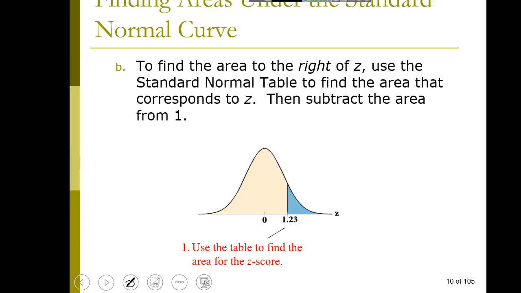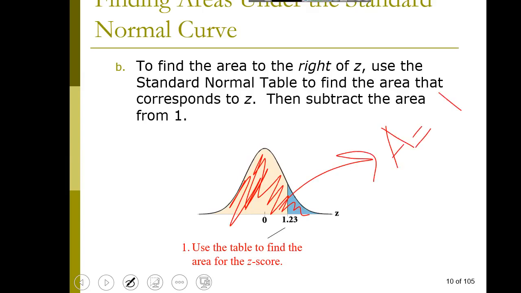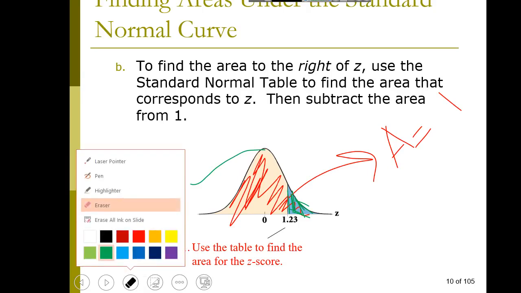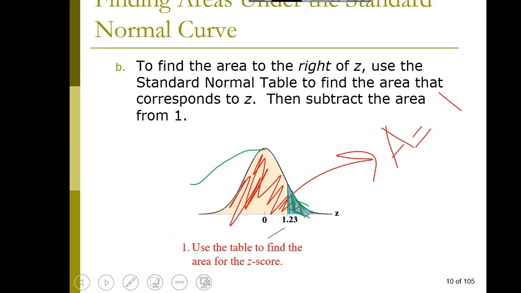To find the area to the right of z, use the standard normal table to find the area that corresponds to z, then subtract it from 1. You know that this whole region has area equal to 1, and we just want the area that is greater than 1.23. We want to determine this, but the table will give you values from left to right side. So to obtain the value for 1.23, you need to check the table, and the table will give you the value for 1.23.